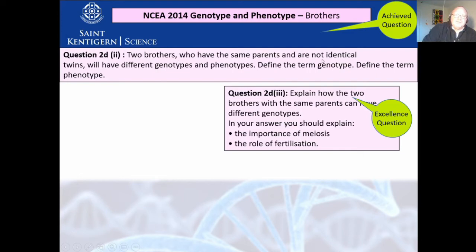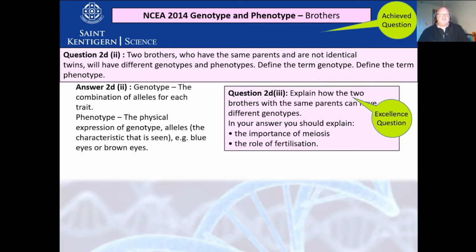Okay, here we have another one. Two brothers who have the same parents and are not identical twins will have different genotypes and phenotypes. Define the term genotype, define the term phenotype. Explain how the two brothers with the same parents can have different genotypes. In your answer, you should explain the importance of meiosis and the role of fertilization. Okay, we'll get to that part later. But genotype, phenotype, you can see there's another important definition.